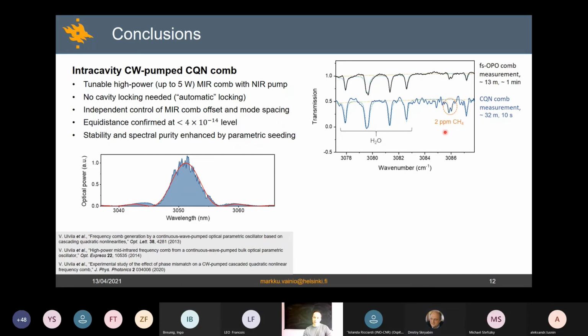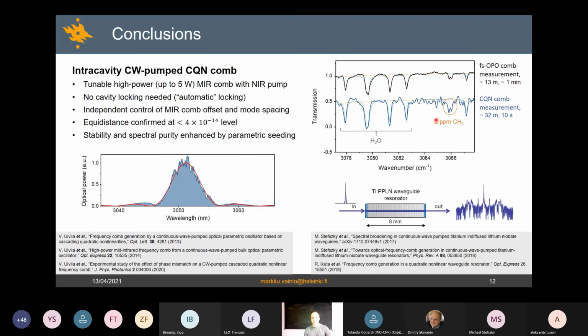But anyways, it's promising, but there's still a lot of work to do to actually get low phase noise combs out of these systems. And finally, we have also studied the same phenomena in lithium niobate waveguide resonators. I don't have time to go into details, but you can find quite detailed description in these papers.